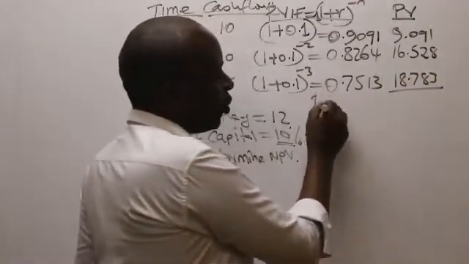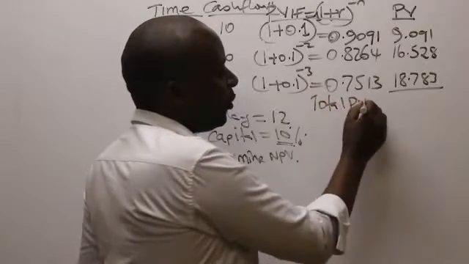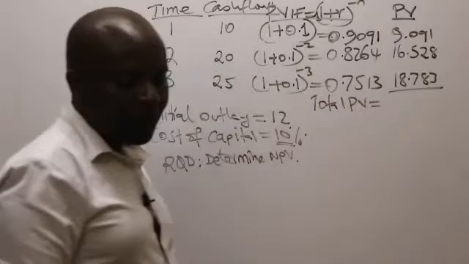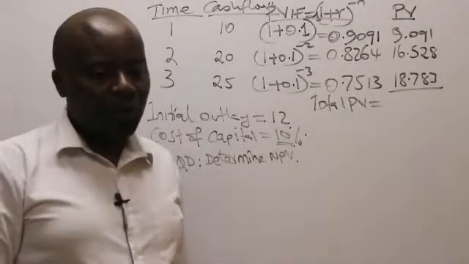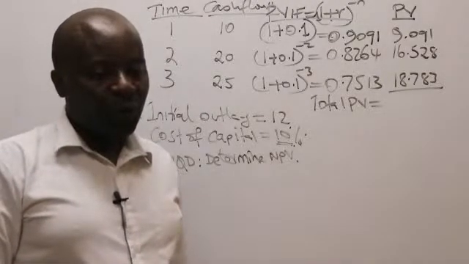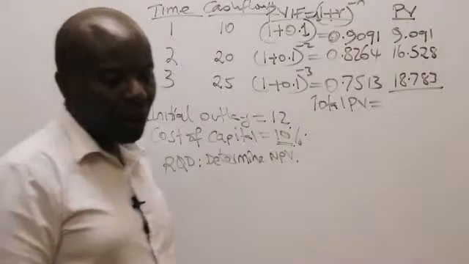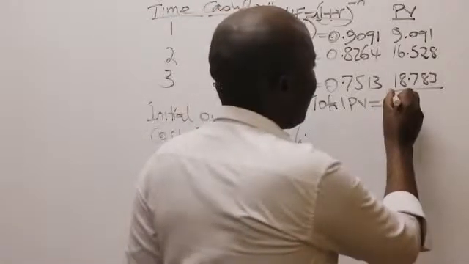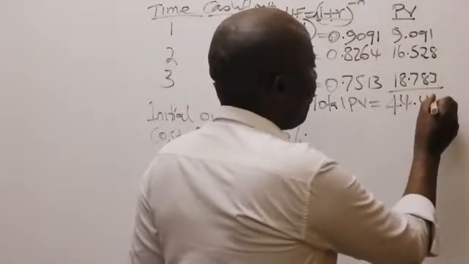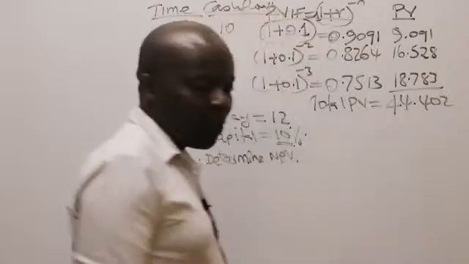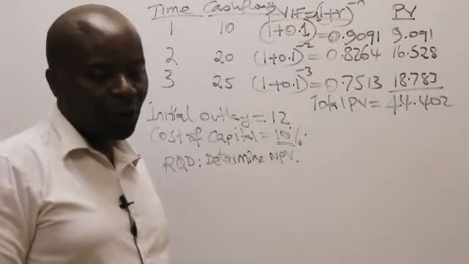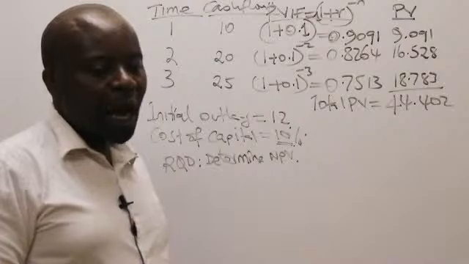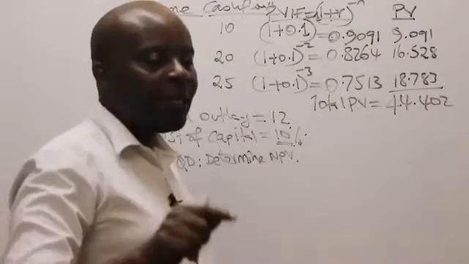Give me the total present value. So total present value, ukiongeza zote, zitakuja zikuwe 44 point what here, somebody? 44.402. Out of which now, we want to make it net.